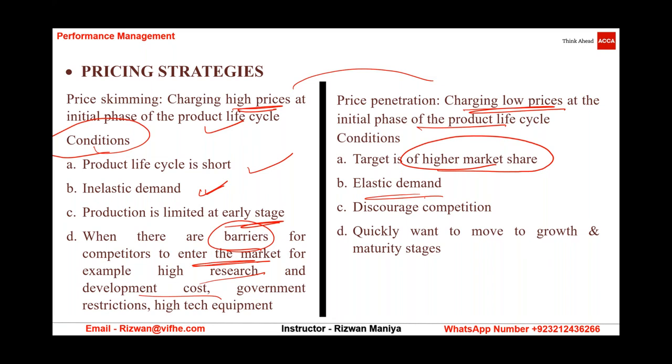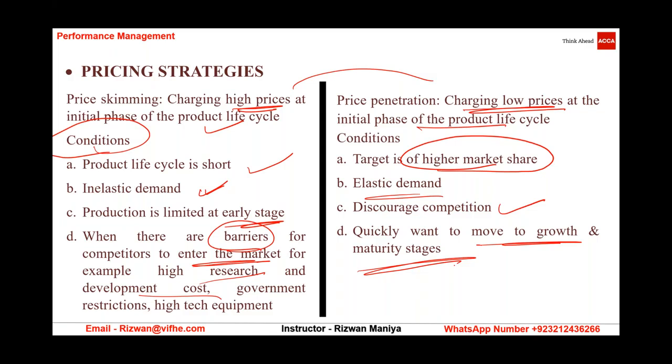Elastic demand, okay? To discourage competition. What this means is that a reduction in price will discourage the competition and give you a bigger market share. Your competitors will not get the idea of what is happening. Remember yesterday's question, the ICL product. Our competitor reduced the price and took the market share. Or you want to move to growth and maturity stage quickly, because if you reduce the price, you will get more sales and jump from introduction to growth stage quickly.